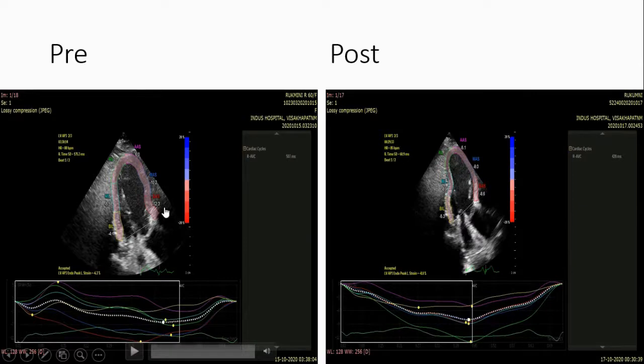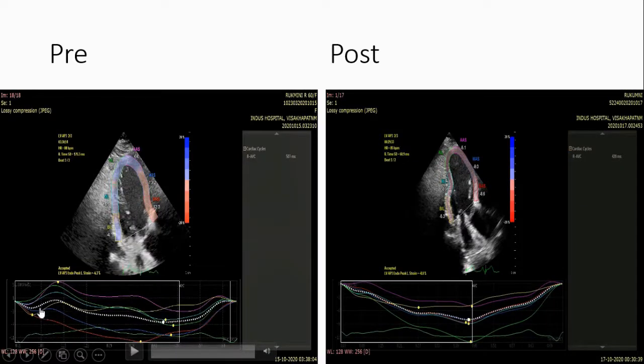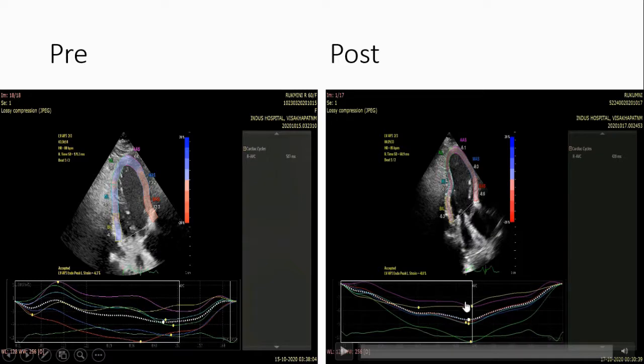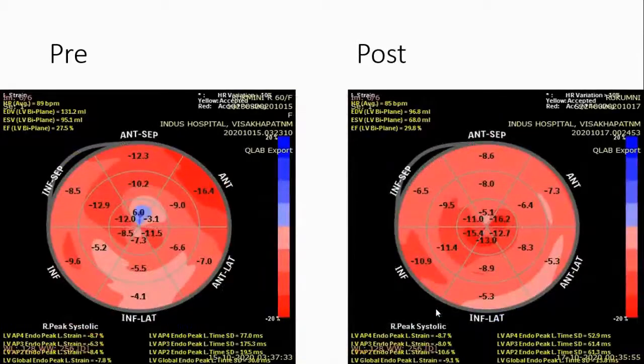And now it is the 3-chamber view. You can see the synchrony has improved. And this is the bullseye. The biplane EF before was 27.5%, and now after the PCI it is 29.8%, and global longitudinal strain has increased from minus 6.8 to minus 9.1.